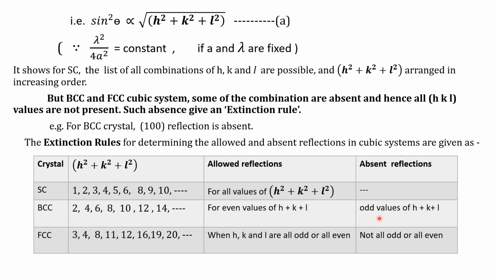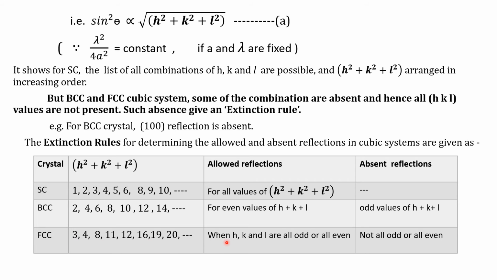Absent reflections are the odd values of h plus k plus l. These are absent for BCC. For FCC, h square plus k square plus l square is again in the increasing order, but some combinations are absent, that are 1, 2, 5, 6, 9, 10. These are missing.